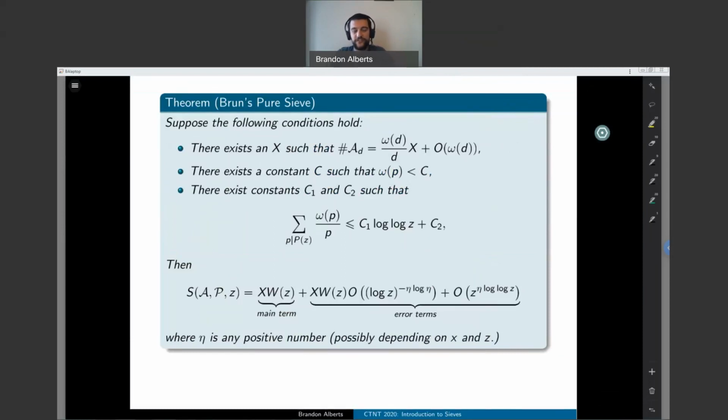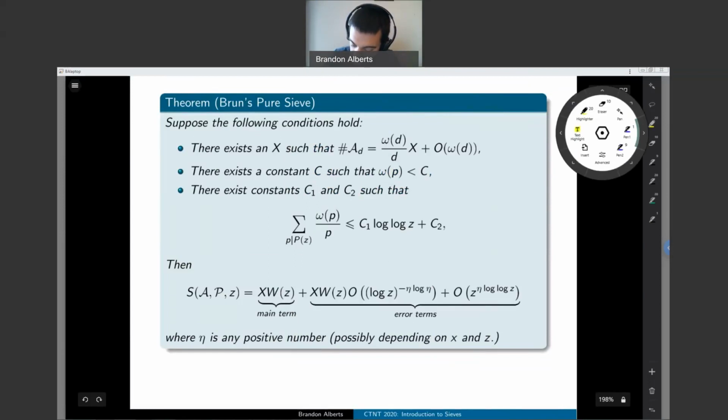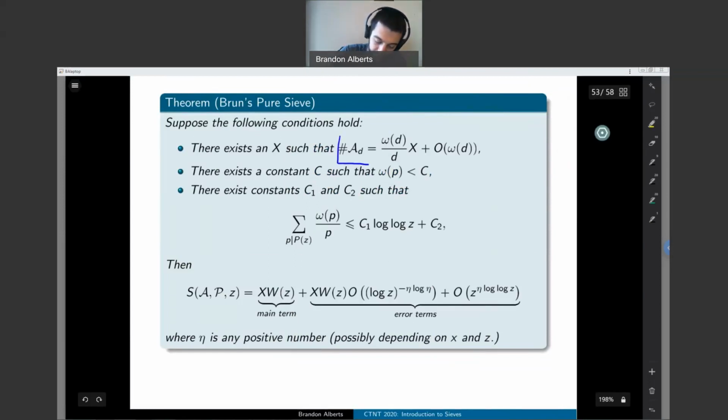So the first one is Brun's pure sieve. The conditions here are pretty similar to the generalized conditions of the sieve of Eratosthenes. So remember, we've got this, which is an intersection of bad sets, and we can approximate it nicely. This is just like earlier, the approximation of the floor function.